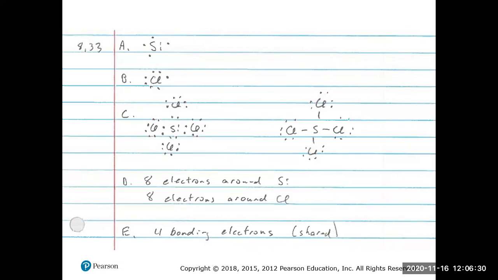And to do silicon tetrachloride, we would then combine those. So we would want to make it so that we had silicon, which is the central atom in this. We have the 4 bonding electrons around that with the chlorine.